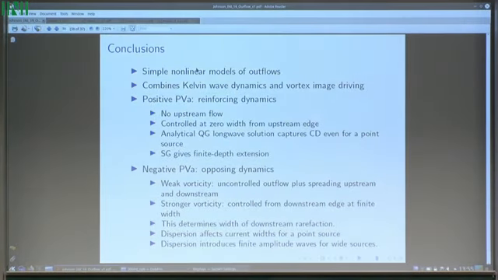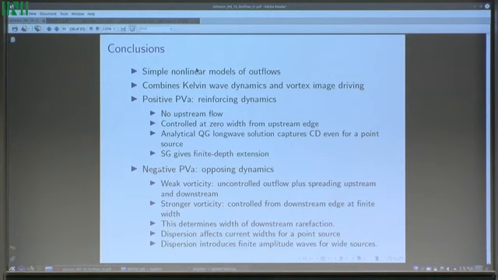So just to say what we've hopefully seen, you can make simple nonlinear models of these outflows. You can combine Kelvin wave dynamics with the vortex image driving. I didn't have a chance to show you this, but when there's the reinforcing dynamics, where the vorticity and the Kelvin waves go in the same direction, there's really no upstream flow. And we get these controlled solutions. The ones we looked at were negative PV. They had the opposing dynamics.